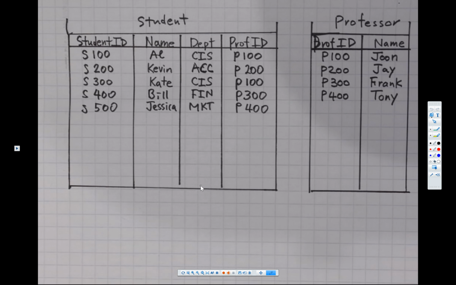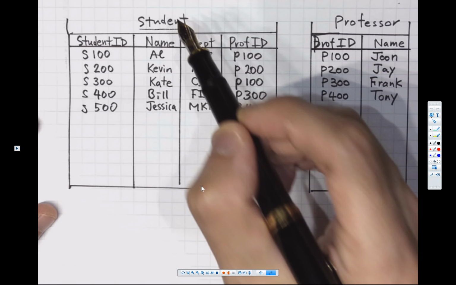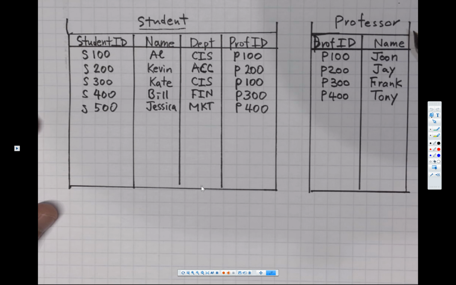The database has two tables. As you can see, one table is called student, and another table is called professor. So we have a student table, and then we have another table called professor. So this is a database, right? The whole thing is a database.